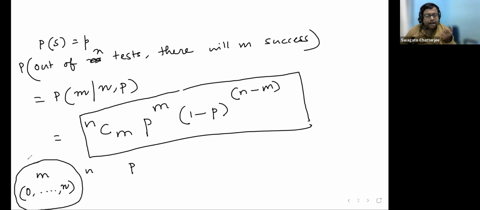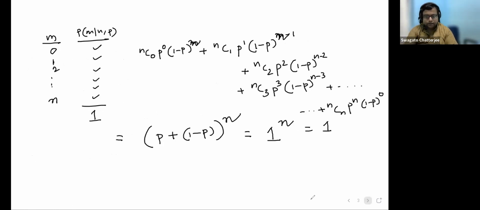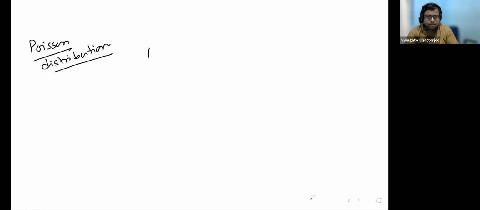But this is a finite distribution. It starts from 0 and ends at n, a small n. So if you have done n number of tests, or 10 students have given exams, then that is where it gets fixed. However, for Poisson distribution, that does not happen. In case of Poisson distribution, it is used for count variables.